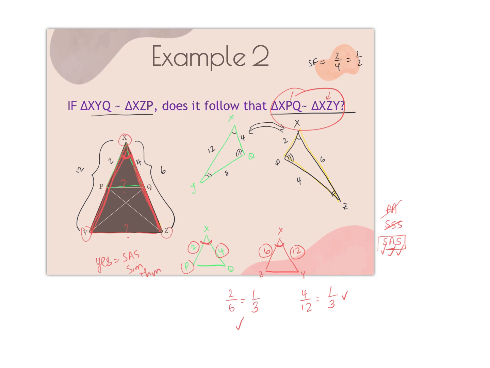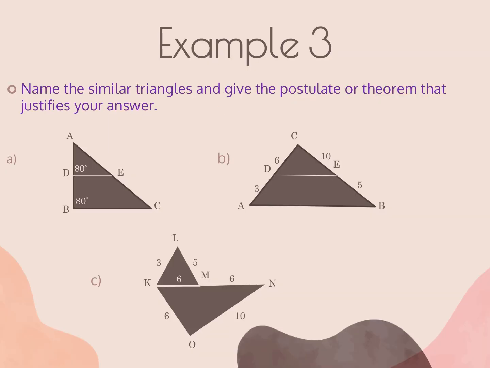So had I not come up with these practice numbers and created a relationship that was proportionally equal, I would not have been able to solve this. But because I did, I was able to solve it. And so yes, you can insert numbers to reason something out logically. And in this last one, we're just going to name similar triangles and give the postulate or theorem.